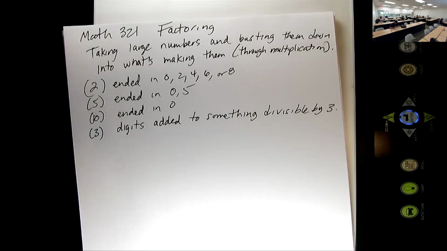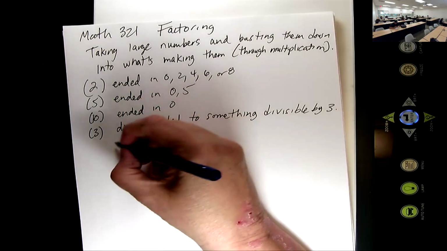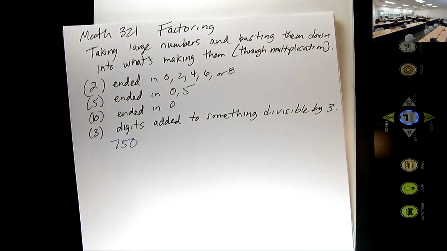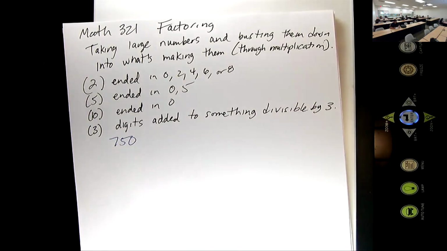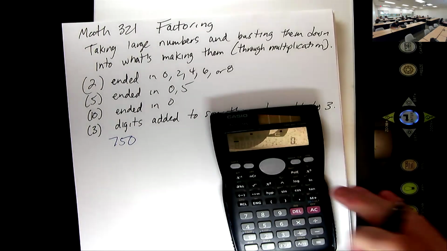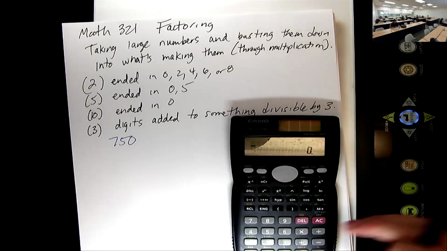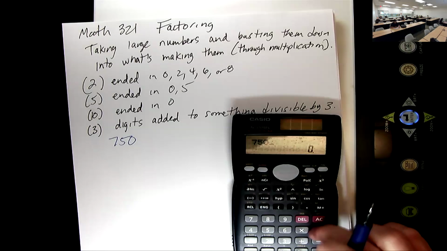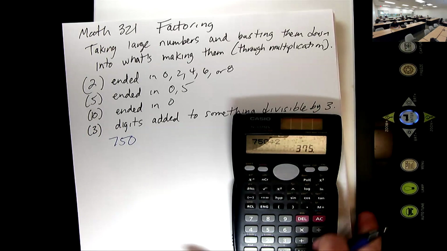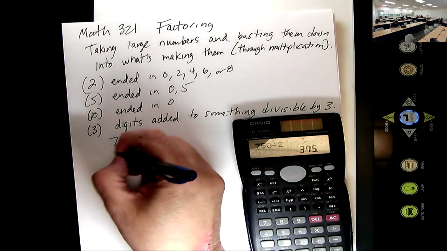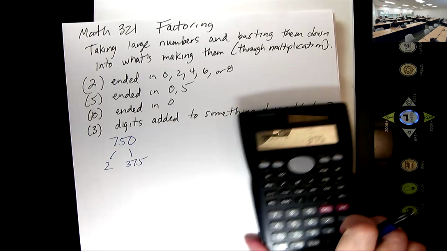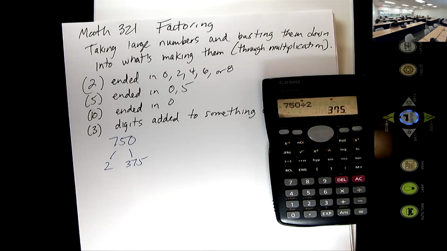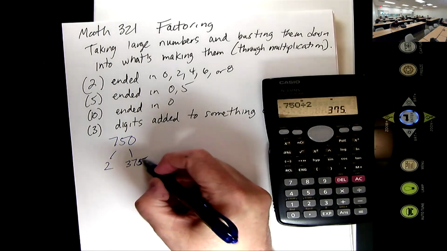So if I wanted to factor 750, this is clearly divisible by 2. I'll show you 2 ways of going about doing this. If you're going smallest number to largest number, 750 divided by 2 is 375. So this is 2 and 375. And then this no longer ends in an even number, so no more 2s.